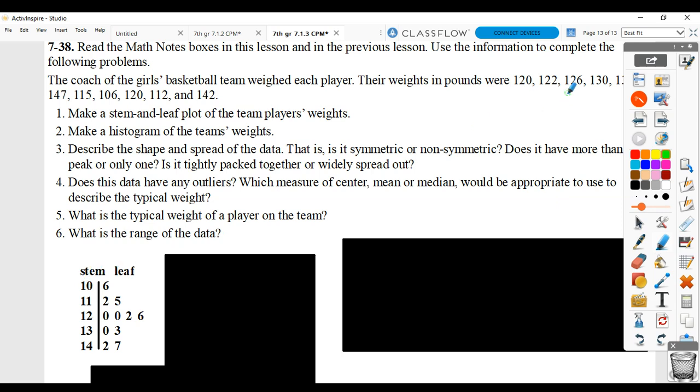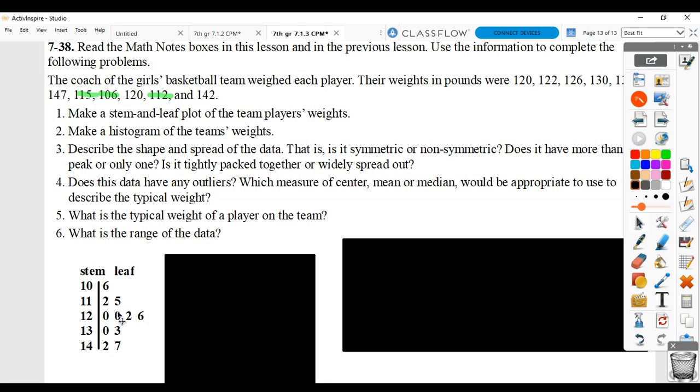So for example, the 106 is represented with a 10 in the stem and a leaf of 6. The 112, which is here, is represented with a stem of 11 and a leaf of 2. And then 115, stem of 11, leaf of 5. Remember that you should also have some type of key or legend, basically showing that a stem of 10 and a leaf of 6 is representing 106 pounds.